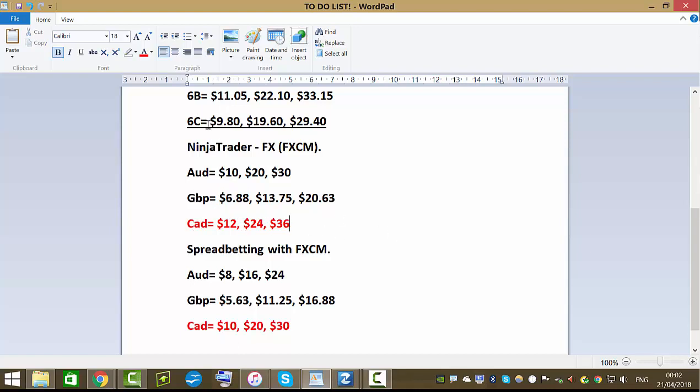Then CAD I've got in red because it's actually worse off on NinjaTrader FX using the same calculation, so CAD would lose you money against futures.